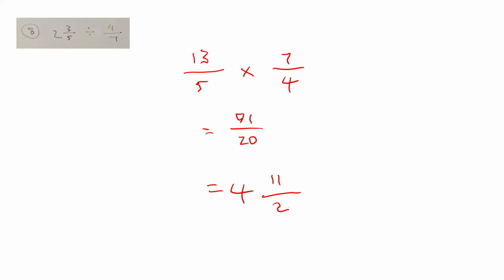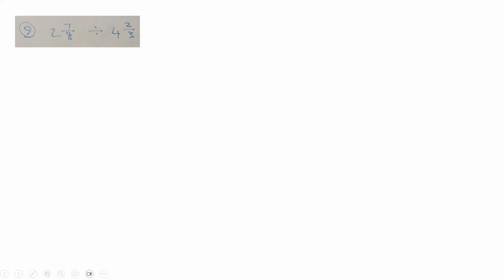So we have 4 and 11/20ths, which can't be simplified any further. That is our final answer. Right, moving on to number 9. We know what to do here. We convert to improper fractions, and then we multiply after we've inverted the second fraction.